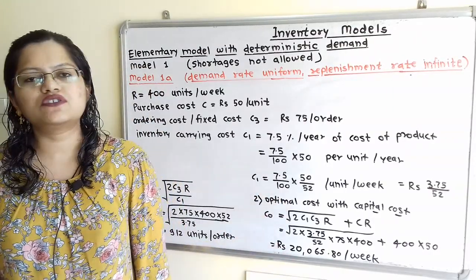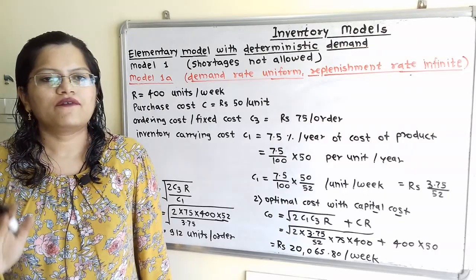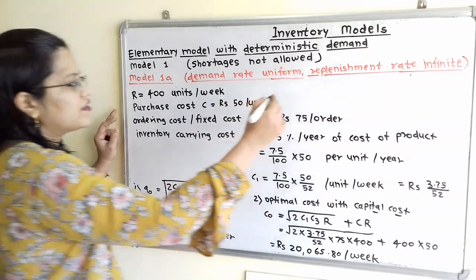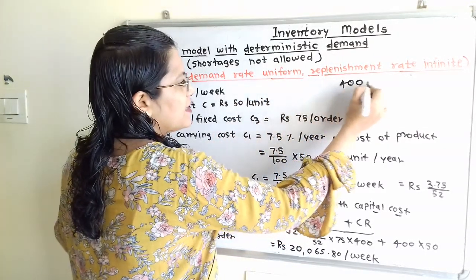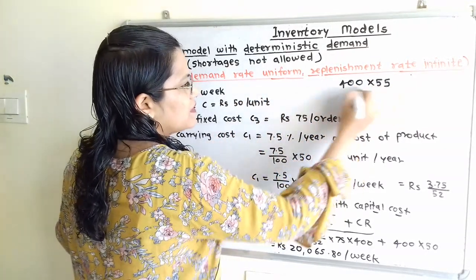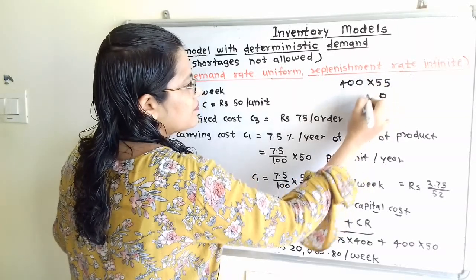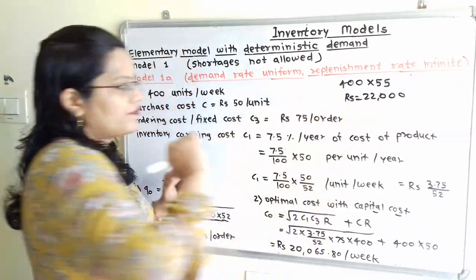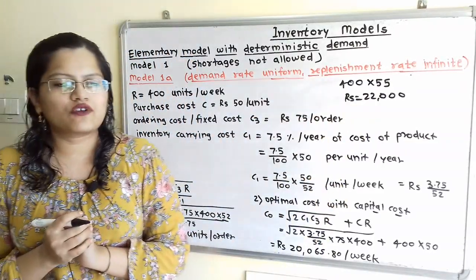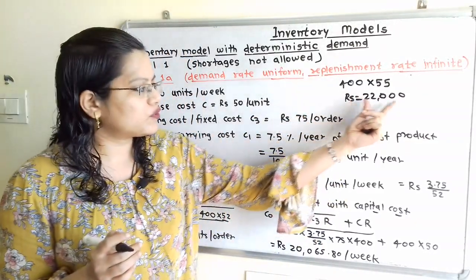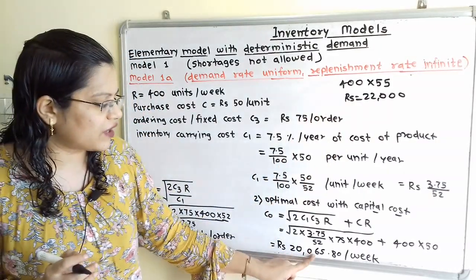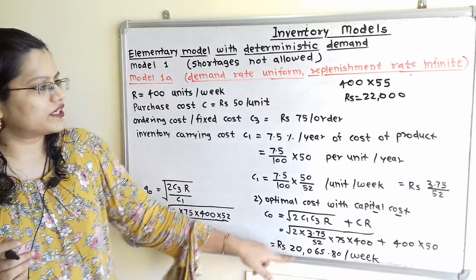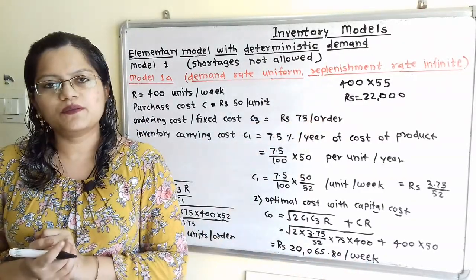Now if this unit is sold at the rate of 55 rupees, then what is the cost? When we sell these 400 units at the rate of 55 rupees, the cost is 22,000. So how to calculate the profit? That is this 22,000 minus this 20,065.80 rupees. If we take the difference, then we will get the profit.